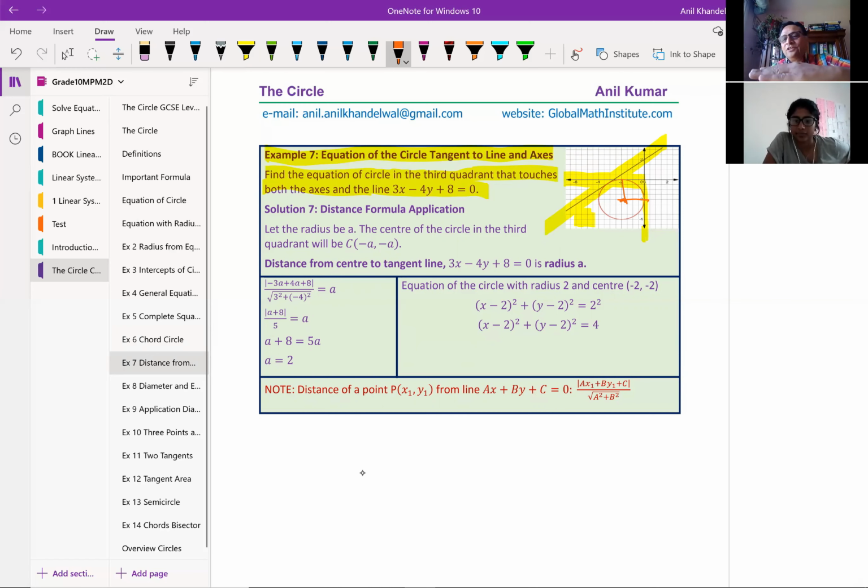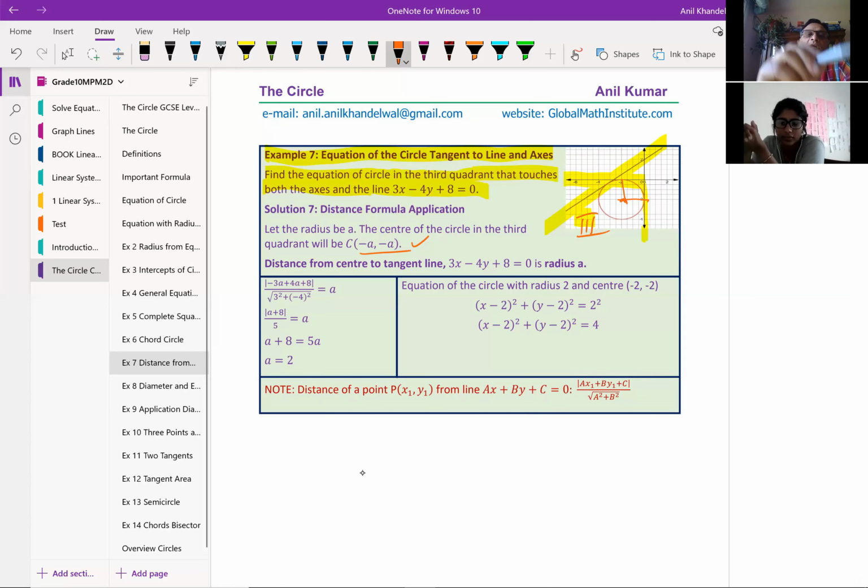Yeah. That way or this way, the radius is same. So I'm saying, well, that means the radius is same. Let it be A. So A is my radius. Since it is A units away from x-axis, A units away from the y-axis, but we are in quadrant 3. Since we are in quadrant 3, the center should be at minus A, minus A. Does it make sense? Yeah.